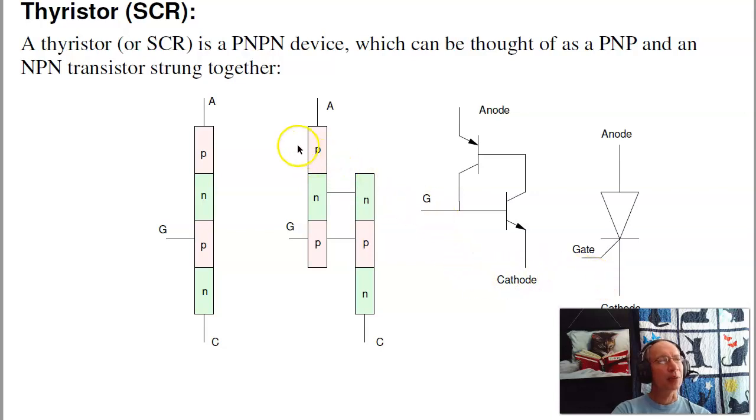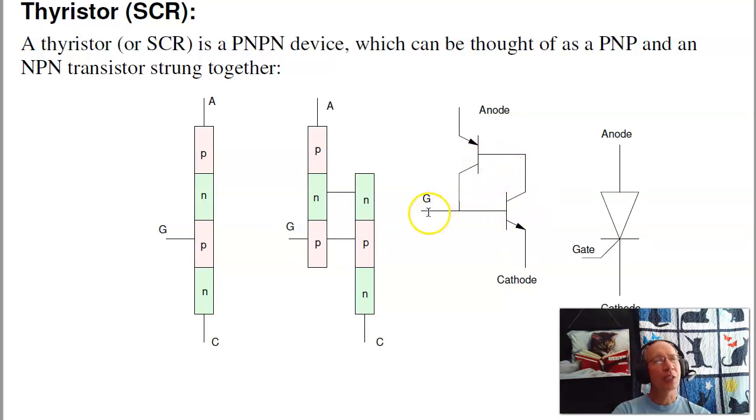For example, if we go anode to cathode, there's no current flow, because somewhere through here there's a reverse bias diode. Now, if I were to apply a little bit of current at the gate, that applies current for that PN junction. This transistor turns on. That allows current flow, collector to emitter, through this diode, and I suddenly have current flow. As I have current flow through the base of the PNP, that allows current flow emitter to collector, which then turns on the NPN, which turns on the PNP, which turns on the NPN.